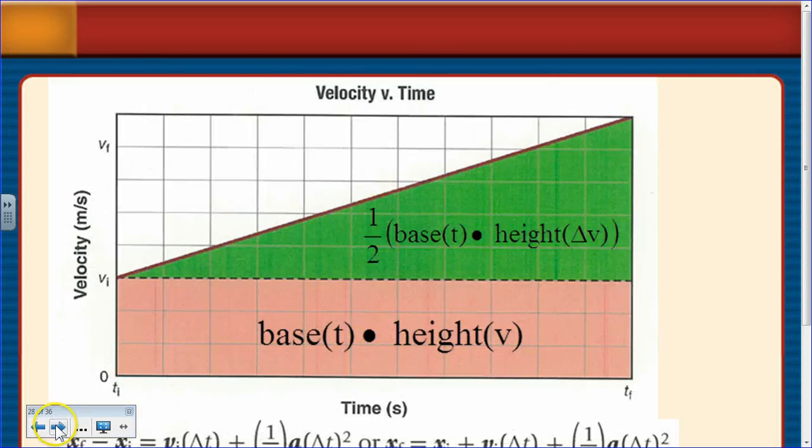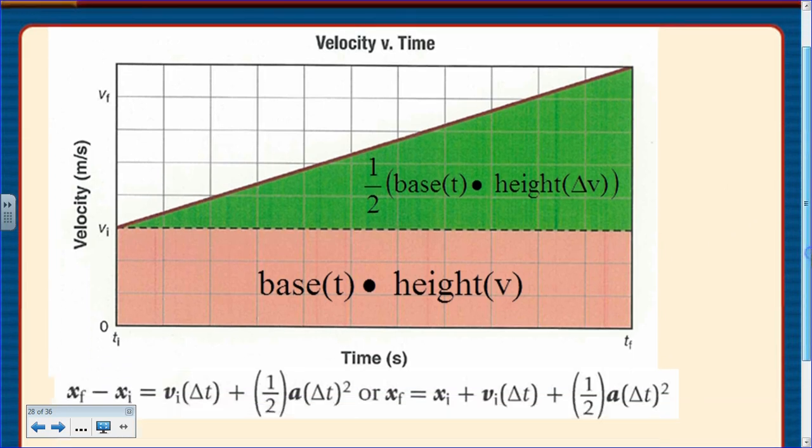Is all that fun? Yep. But here's the good news. You don't have to do all that stuff, because I'm going to give you an equation, and we have 1/2 the base times the height plus base times height. That's going to give you displacement. That's all you need. You don't need all of this stuff down here. If you can remember how to do the area of a triangle, 1/2 base times height, and the area of a rectangle, base times height, that's all you need.